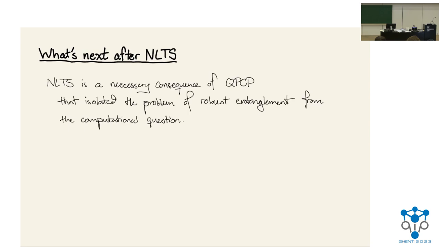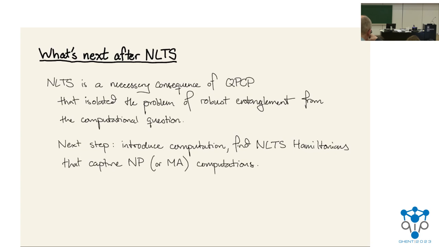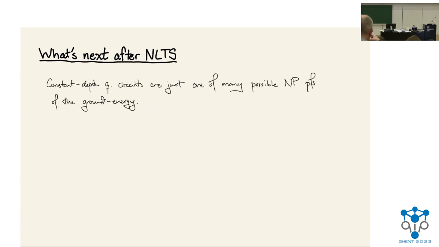Okay, so in the last seconds, what should we think about next? Well, while NLTS is a necessary consequence of quantum PCP, we isolated this idea of computation from robust entanglement and only focused on the entanglement part. So a great first step is to construct NLTS Hamiltonians that via reductions capture the complexity of NP or MA. Our constructions are just error correcting codes, right? So they don't capture computation. But is there a way to introduce computation to make this hard?